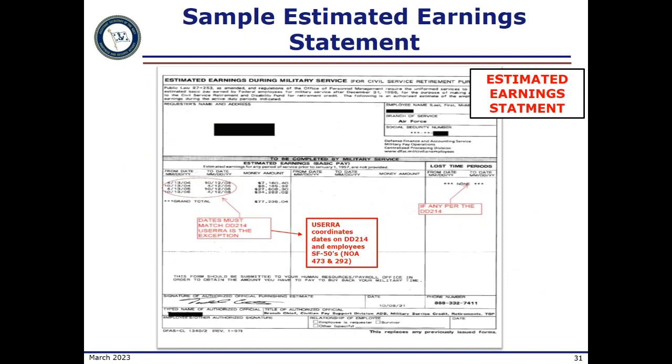This is an example of what the estimated earnings will look like. This is what you'll receive in the mail. Remember, the DD 214 dates and the estimated earning dates must match exactly. The exception to that would be if it's a USERA period. The estimated earnings will show if there are any lost periods reflected on the DD 214 as well. Sometimes you do everything correctly on your end and somebody just does a typo and they may not get the dates right on the estimated earnings. So it's very important when you receive the estimated earnings statement back that you compare those dates with your DD 214 dates and make sure that it's correct. If it's not, it will need to be corrected.